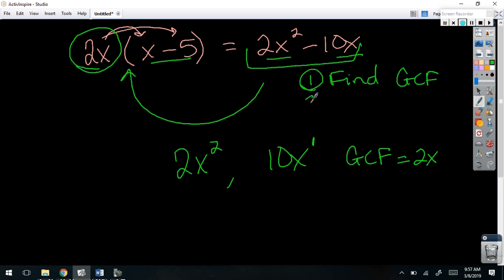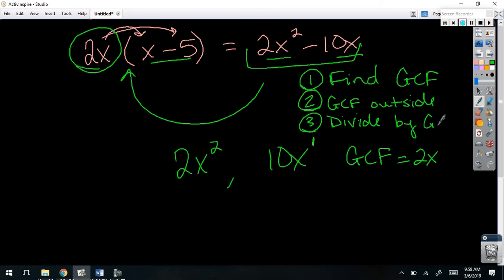First thing we're going to do is find the GCF. It's going to go on the outside. Then, to find what's on the inside, we divide by the GCF. So you do 2x squared divided by 2x. That's how we come up with it, because we're going backwards of multiplying. And what's the backwards of multiplying? Division. So that's what we're doing.